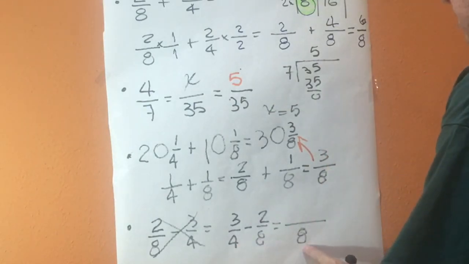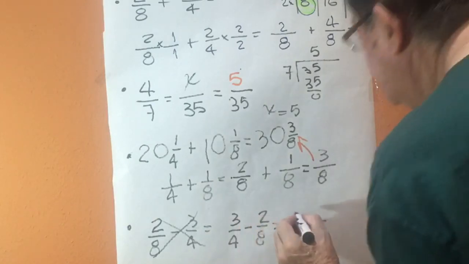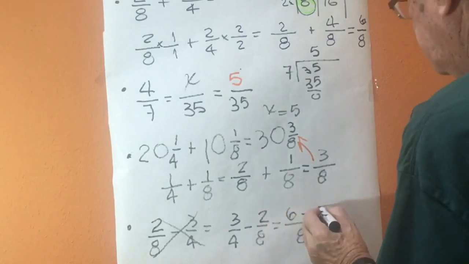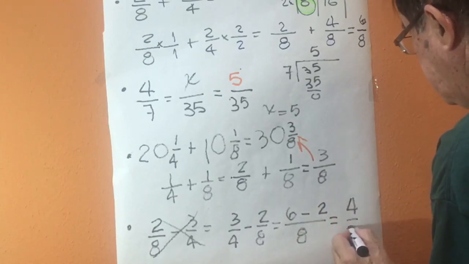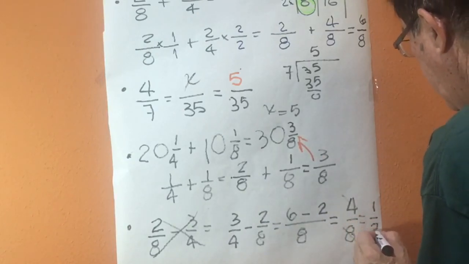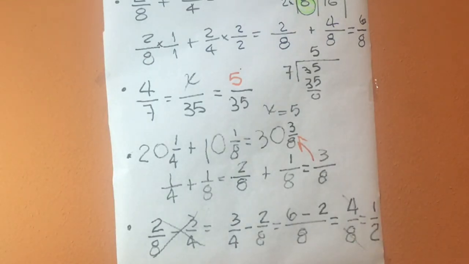8 divided by 4 is 2, right? And then we have 2 times 3 is 6. 8 divided by 8 is 1. Times 2 is 2. And then what we have is 4/8. Simplifying, we're going to have 1/2. Okay, that's it. That's the way we can use LCD, change them into a common denominator, and then do all this addition and subtraction.